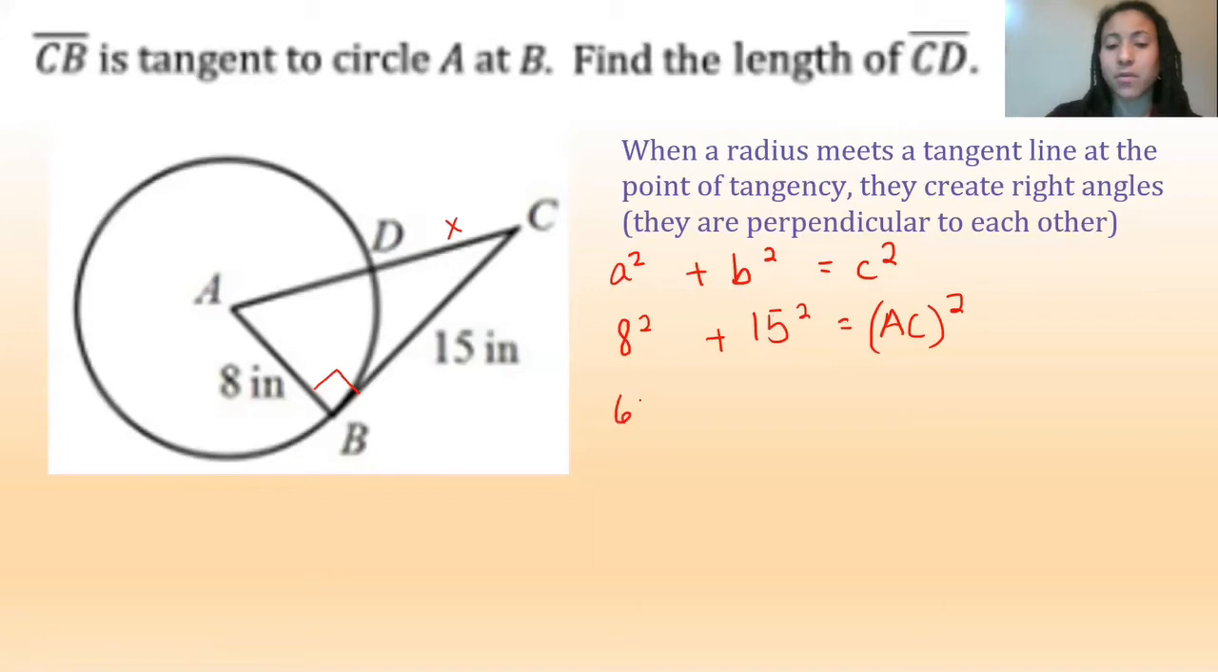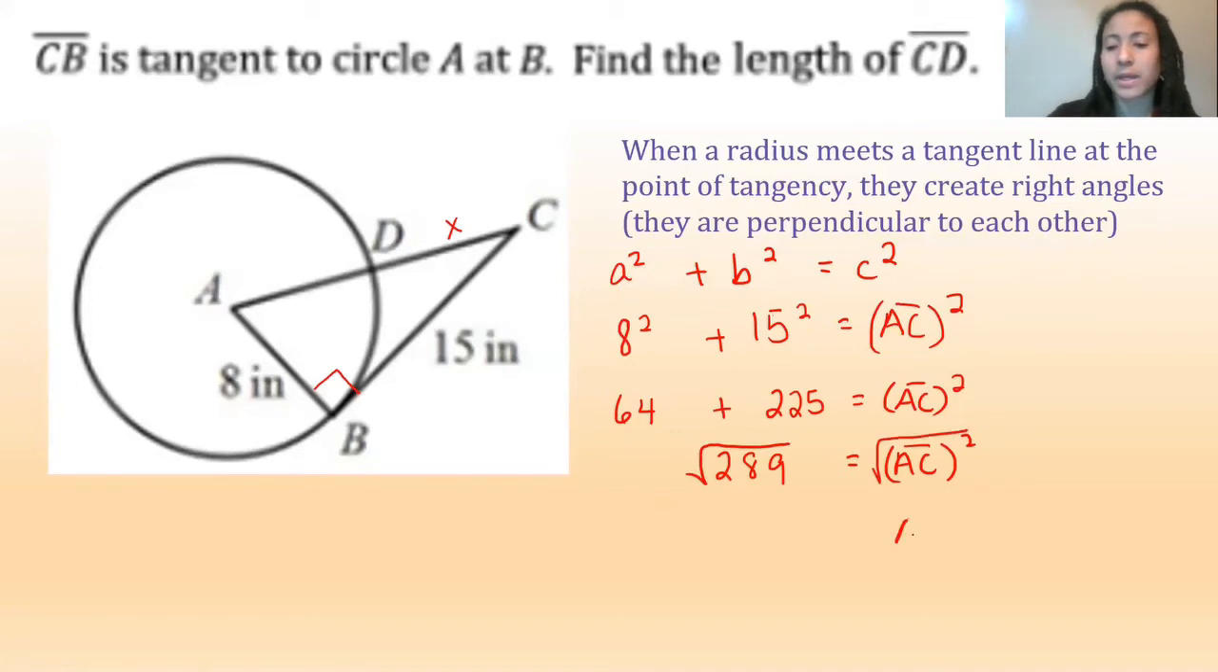So now we can solve this problem. We have 64 plus 225 equal to AC squared. 64 plus 225 is 289. And then to get AC by itself, we take the square root of both sides. So AC is equal to 17. So we know that this whole side here is equal to 17.